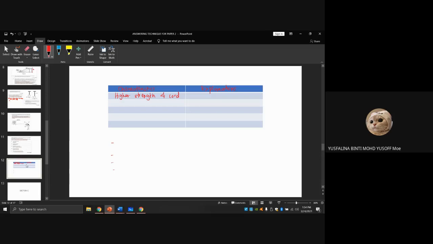Lin Zishan, do you have any idea why we have to use the higher strength of cord? Avoid broke when pulling it. Yes, very good. Or you can say it won't break easily. Very good, Zishan.